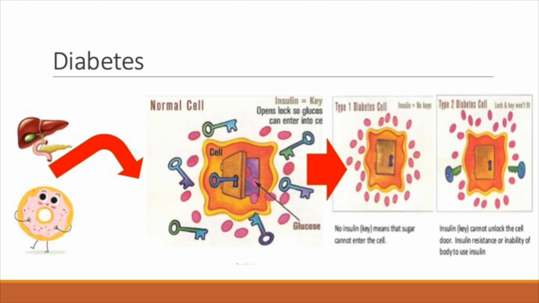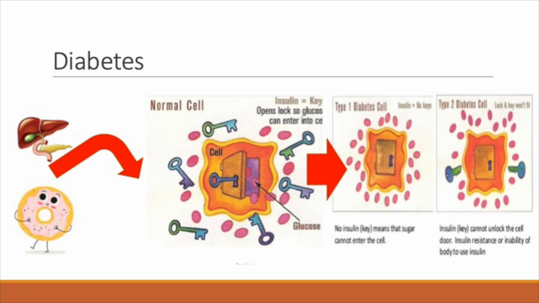The cells use sugar as a source of energy. Where did we get our sugar from? Liver, which produces glucose through a chemical pathway that I will not explain. And then food, which is represented by the donut, which is the main source of sugar. So sugar travels through the blood and is delivered to cells that make up organs and tissues in our body.